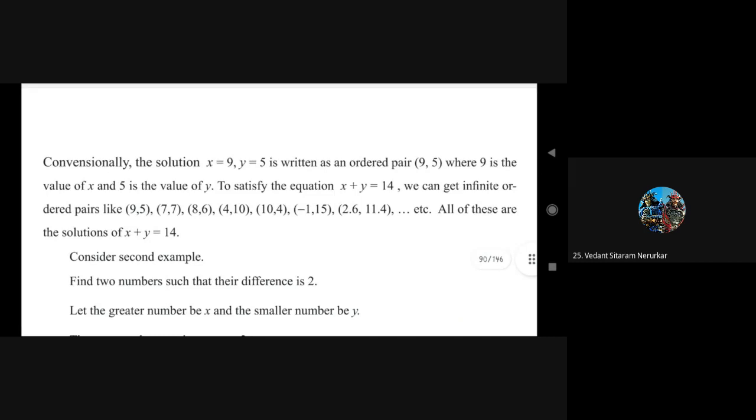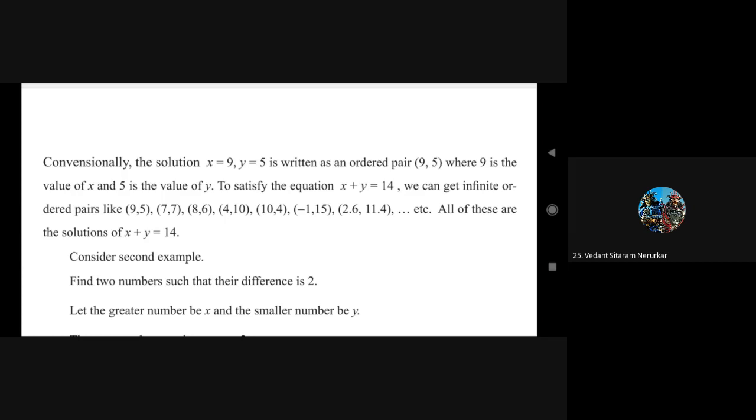So conventionally, the solution x is equal to 9 and y is equal to 5 is written as an ordered pair. So the value of x is written first, and then we write the value of y. So it is (9, 5), where 9 is the value of x and 5 is the value of y.